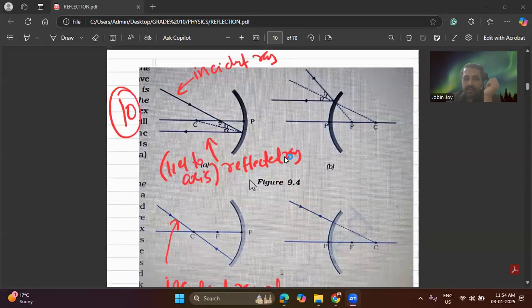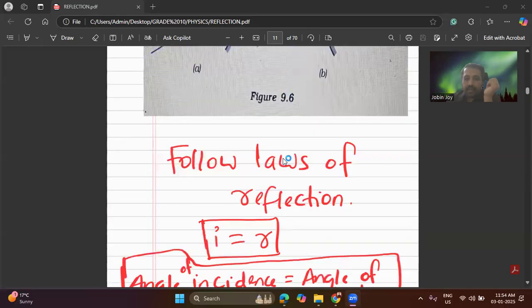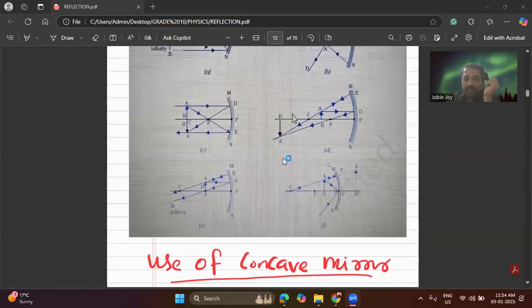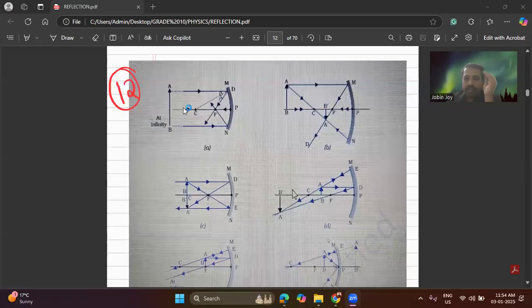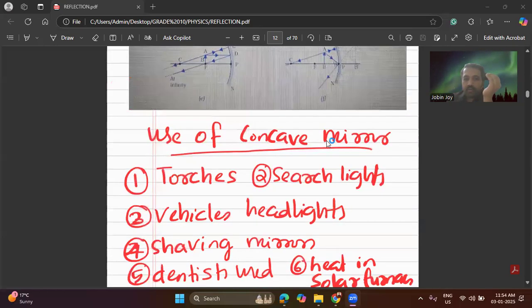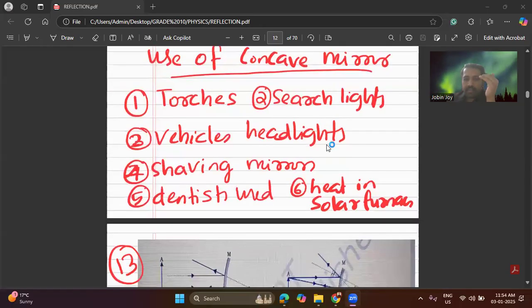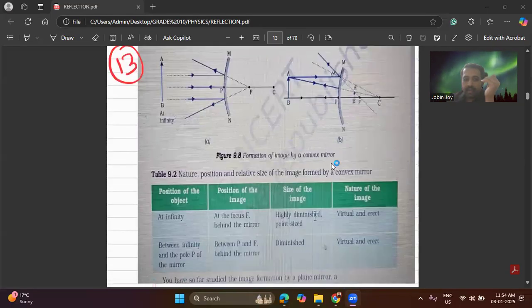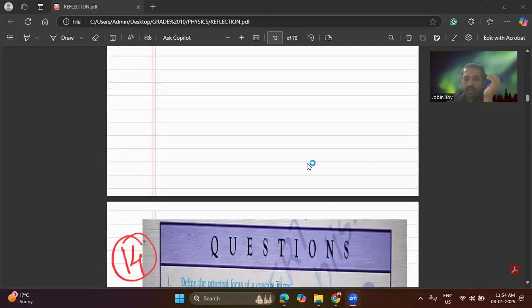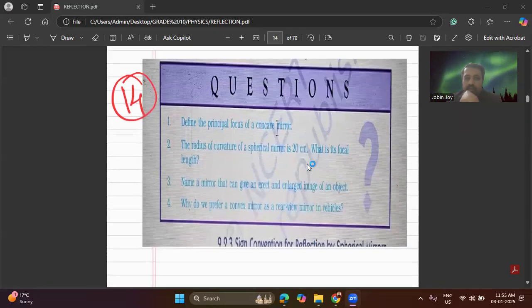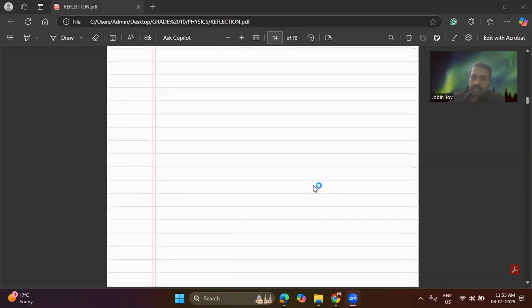Then there are different cases we will discuss. Then after that, we will discuss the different positions of the object. Based on the different positions of the object, what happens to the image? Is it inverted? Is it erect? Is it virtual? Is it real? So we will discuss all those things. Then what are the applications of concave mirror? Then after that, we will discuss the formation of image by a convex mirror. Then we will see some questions related to this chapter.